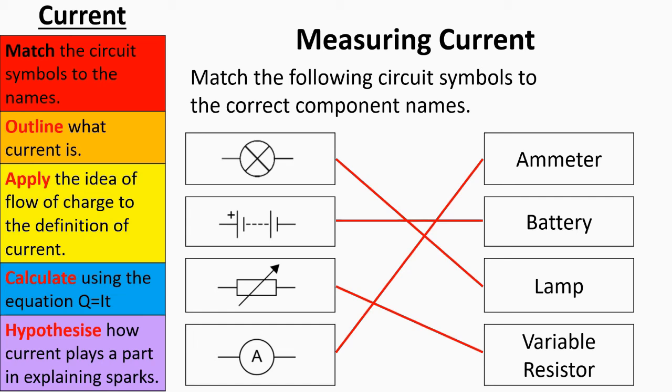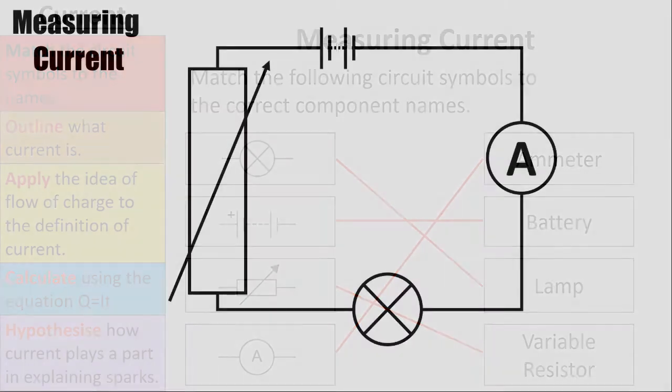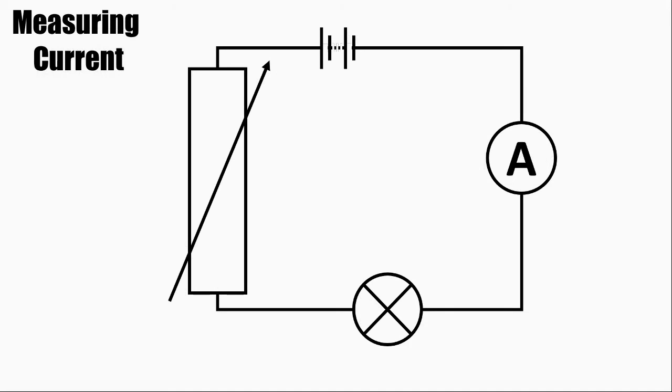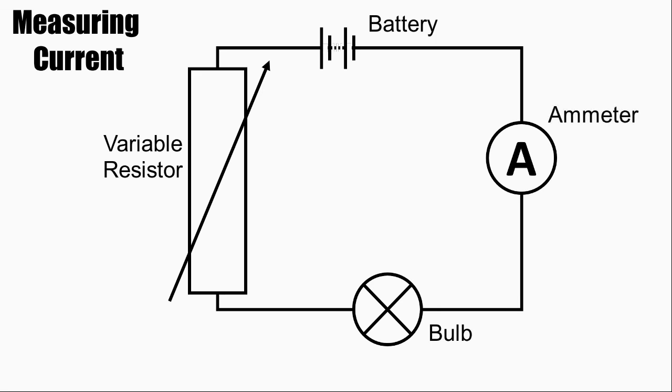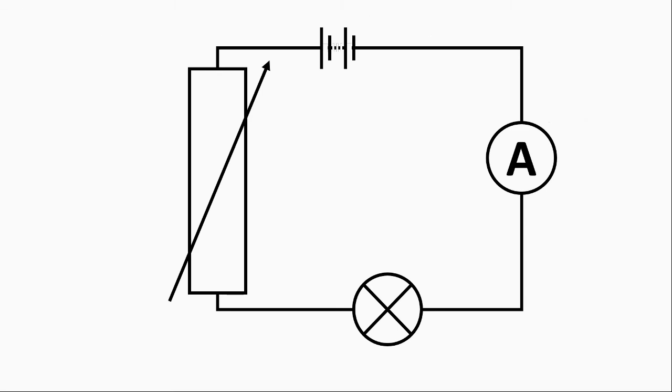Now we're going to take a look at an experiment where we are going to measure the current. This is the circuit I'm going to be using to measure current. As you can see, I'll need a battery. I'm going to use a bulb. In order to change the current, I'm going to use a variable resistor, and I'll use an ammeter to measure the current.